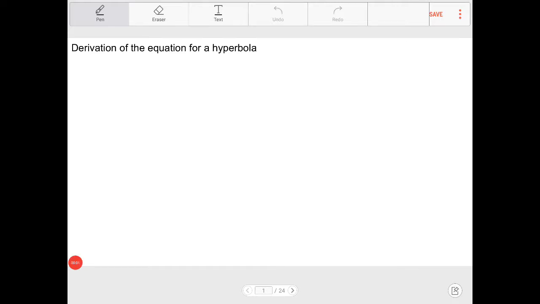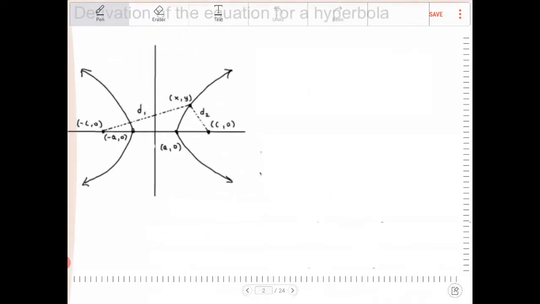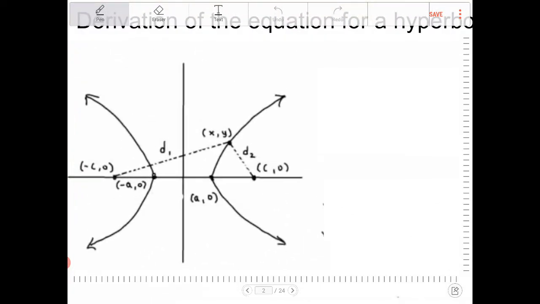Hello students, in this video I am going to go through the derivation for the equation of a hyperbola. So a hyperbola is defined a little differently from an ellipse. Remember the ellipse had two foci, and the distance from any point on the ellipse to either of the foci, when added up, has to remain the same. Here, this is actually in reverse.